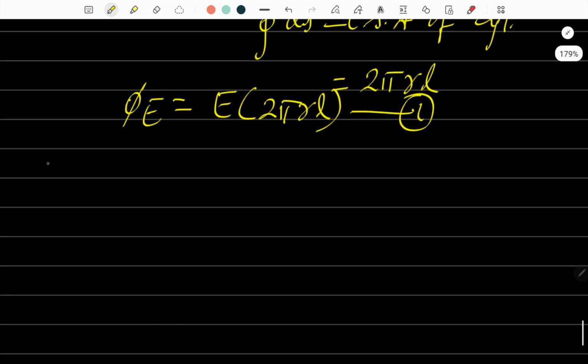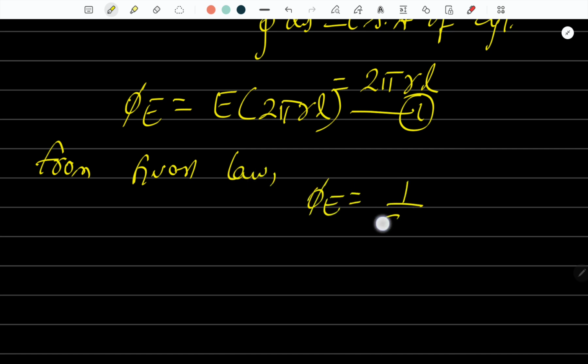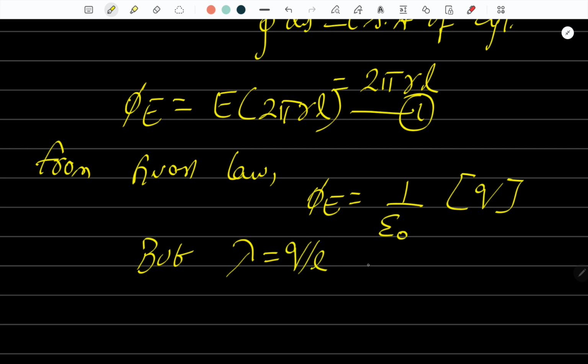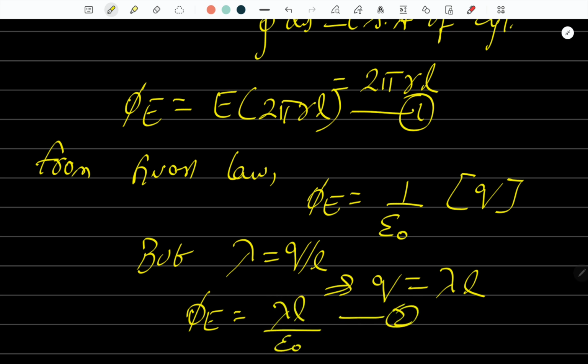Similarly, like last time, from Gauss law I can write electric flux is equal to 1 by epsilon naught times the net charge enclosed, q. Here we put a new thing: lambda is equal to q by L, which implies q is equal to lambda L. What is lambda? I hope you know. Lambda is the linear charge density, given by charge per unit length. This is a standard formula. Substituting it above, you get electric flux is equal to lambda L by epsilon naught. This will be your second equation.